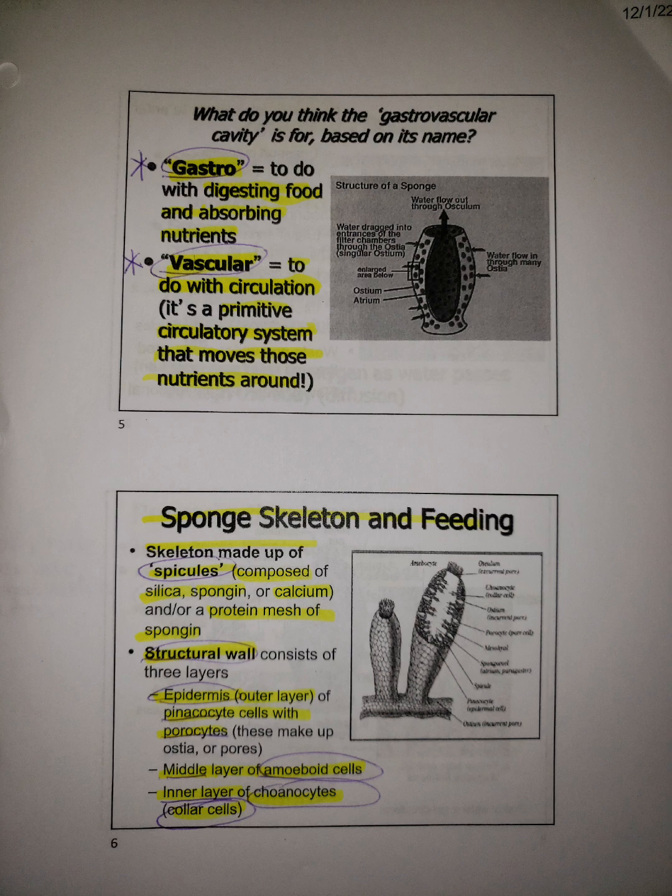Sponge skeleton and feeding. The skeleton is made up of spicules, composed of silica, spongin or calcium, and/or a protein mesh of spongin. The structural wall consists of 3 layers: the epidermis or outer layer of pinacocyte cells with porocytes. These make up ostia or pores. A middle layer of amoeboid cells, and an inner layer of choanocytes or collar cells.